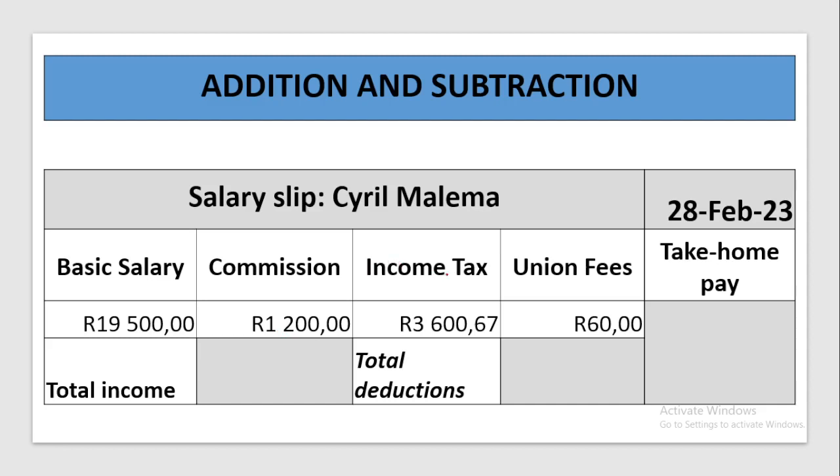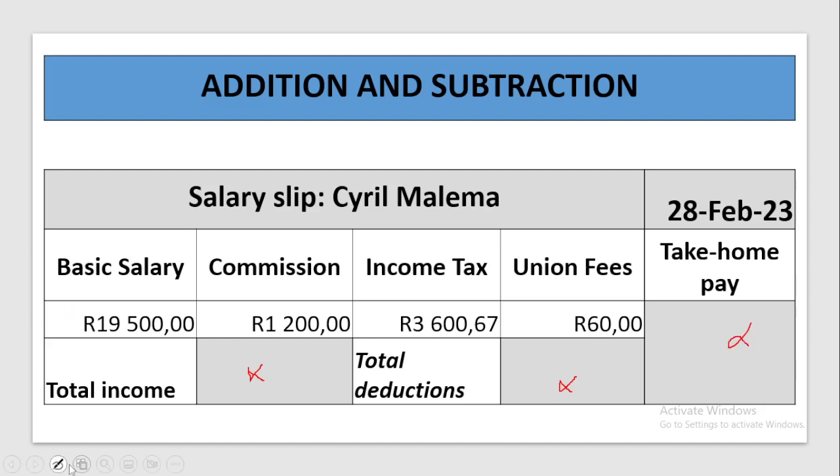And then the income tax that he has been taxed by SARS is 3,600.67. He is also contributing towards the union fee, so that in case something happens at work, or people bargain for him at his workplace, he pays 60 rand as a contribution to the union fee. So under this question, I want us to calculate the total income, the total deductions, and then his take-home pay in terms of his salary.